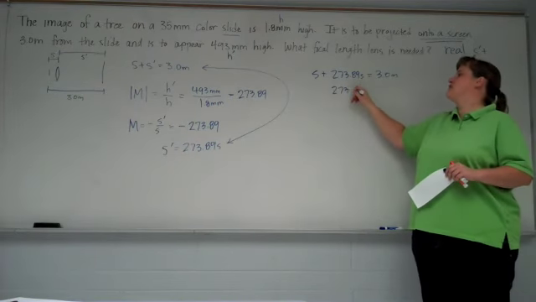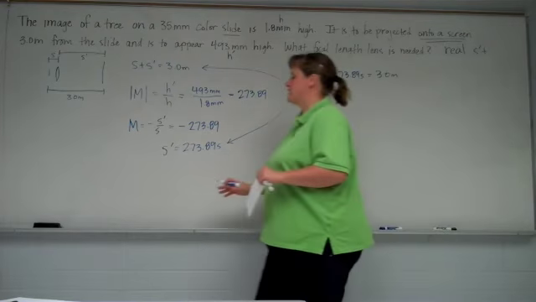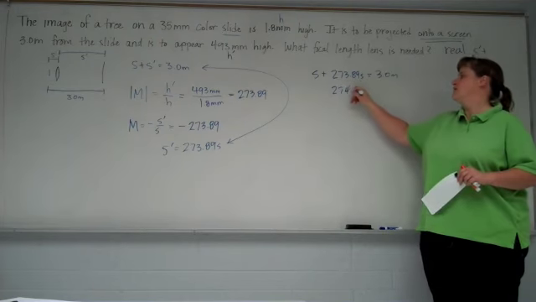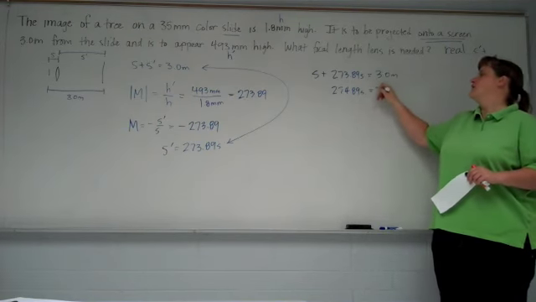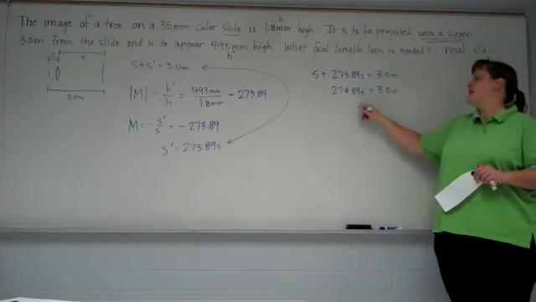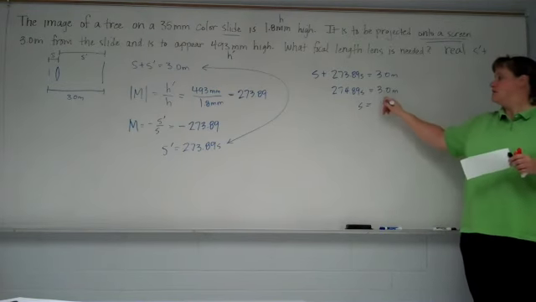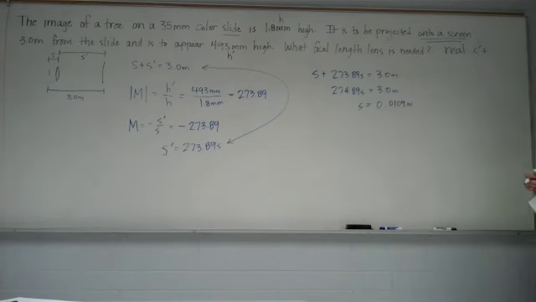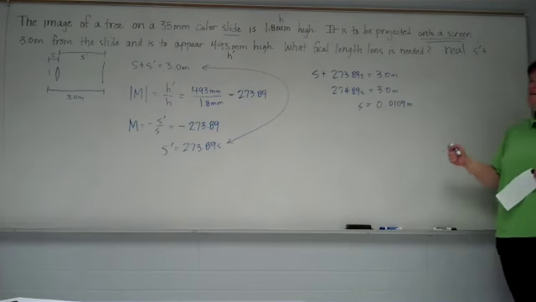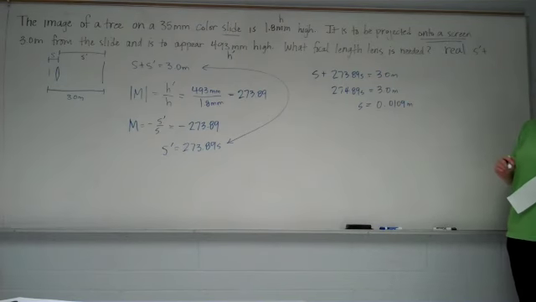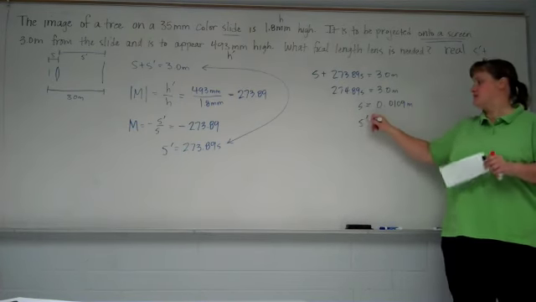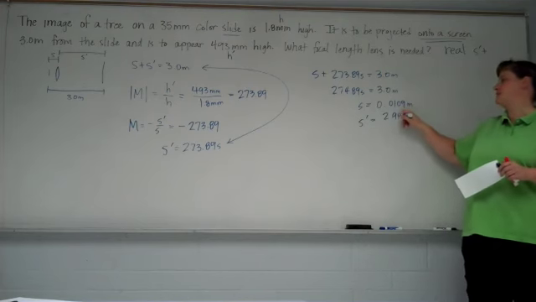So 274.89S equals 3 meters, and S ends up being 0.0109 meters. So the distance from the slide to the lens is 1 centimeter basically. S prime, just plugging it back in, is then 2.989 meters.